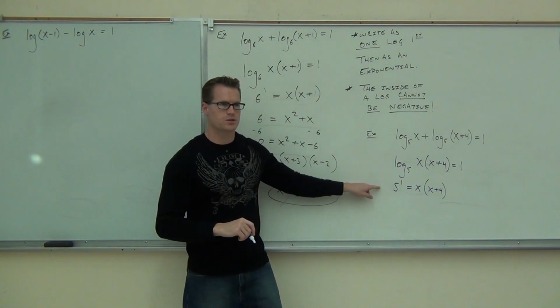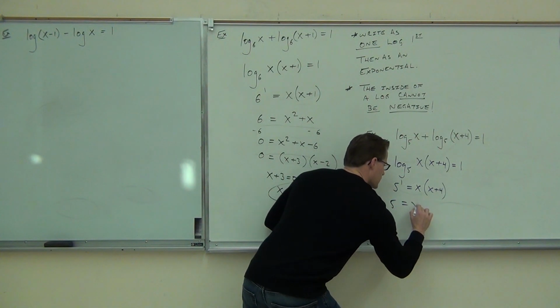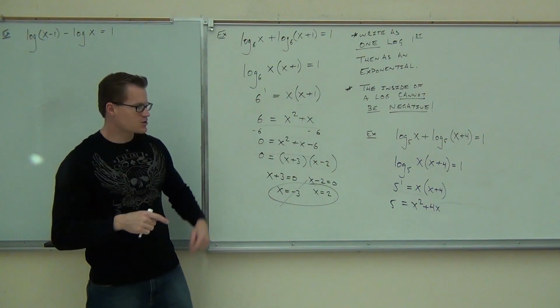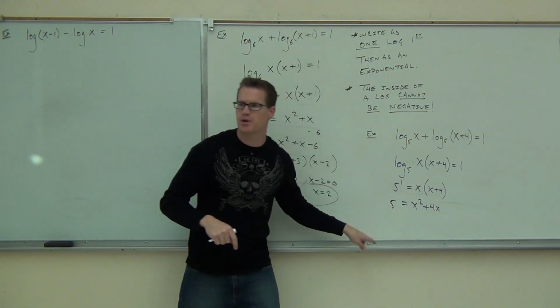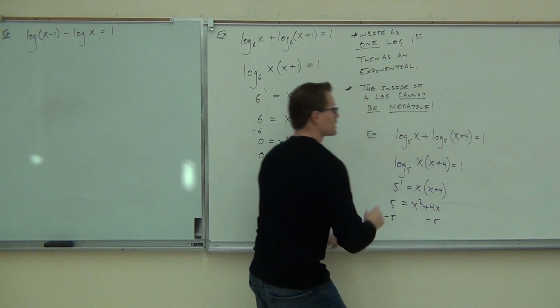Can you make it this far, folks? Yes. Okay, at this point we do a little bit of work. We've got 5 equals x squared plus 4x. And that should key into doing something. What are you going to do at this step right now? Yeah. That's exactly right. I'm going to move up there.